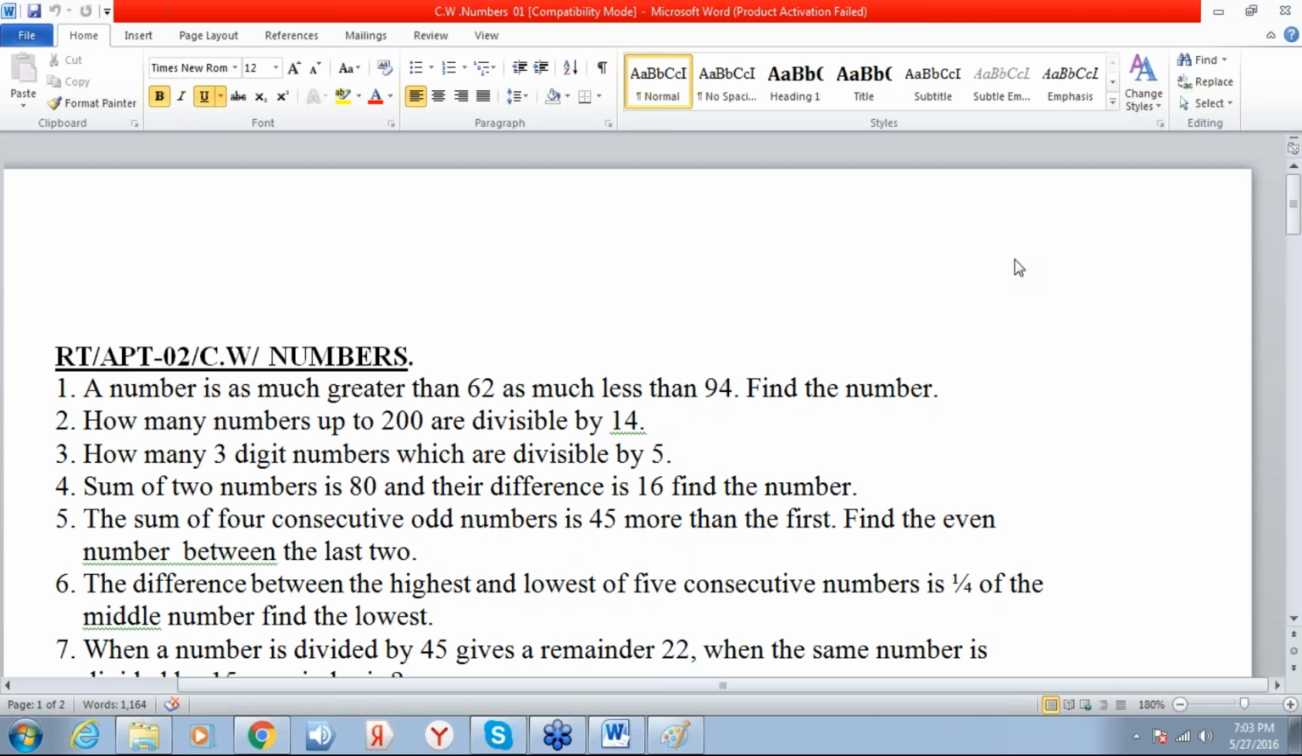And by 9, same as 3. If the sum of the digits is divisible by 9, the number is divisible by 9. By 10, a number having 0 in its units place is divisible by 10. And by 11, if the difference between the sum of the odd place digits and the sum of the even place digits is 0 or divisible by 11, the number is divisible by 11. By 12, numbers which are divisible by both 3 and 4 are divisible by 12.